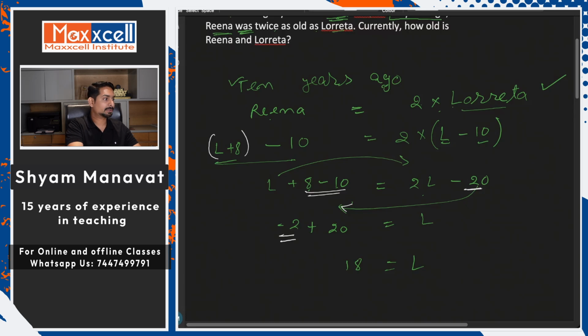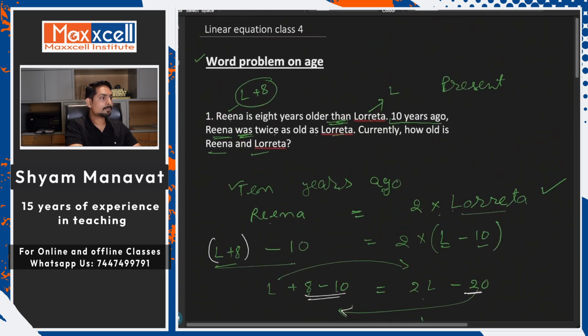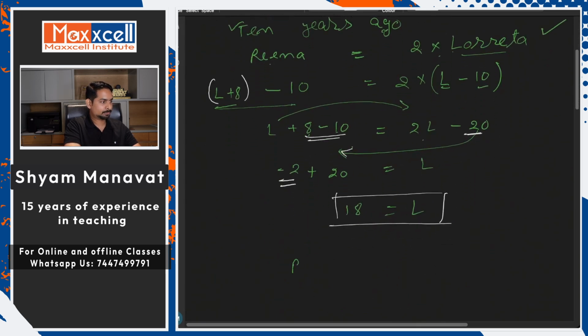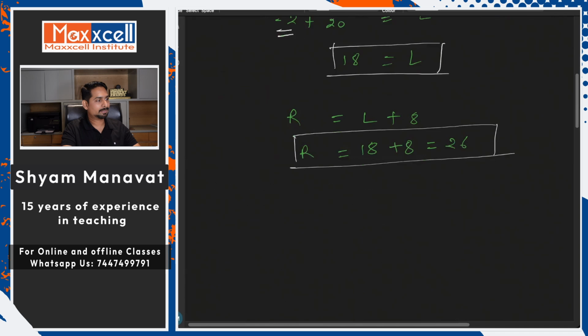No, that's not enough. The question said how old is Rina and Loretta. So we got Loretta's present age. Now the present age of Rina is L plus 8. So Rina's present age will be L plus 8. 18 plus 8 is how much? 26. Yes. You got Rina's present age also. Right? Yeah.